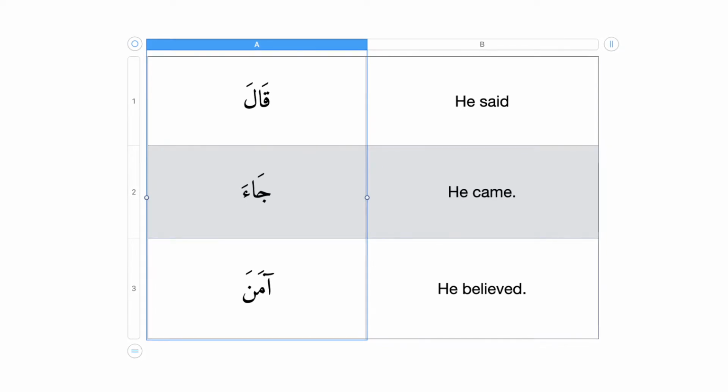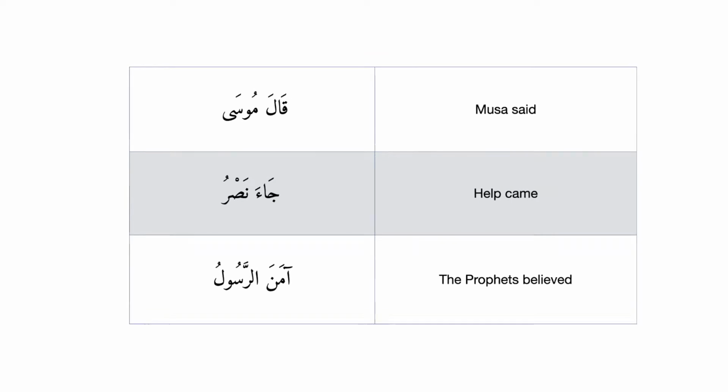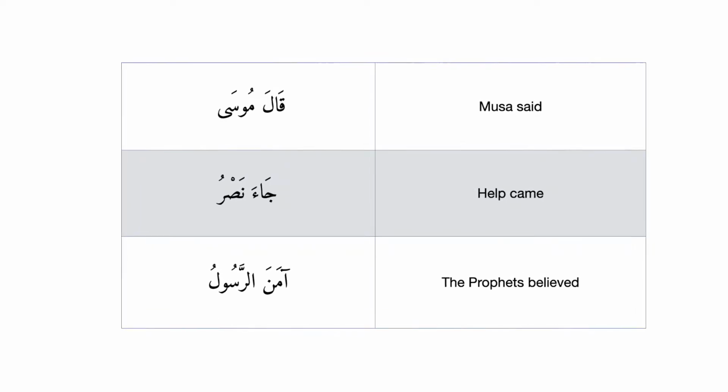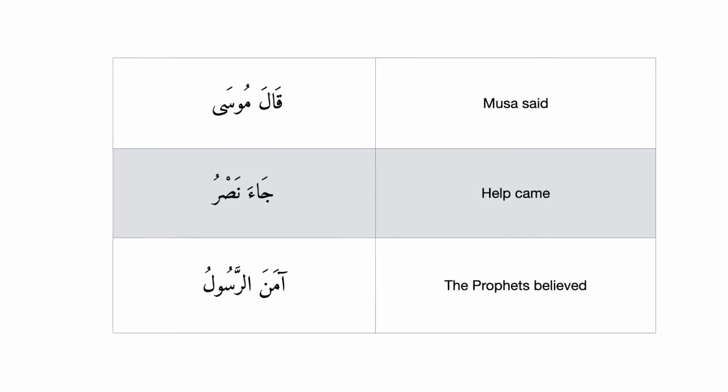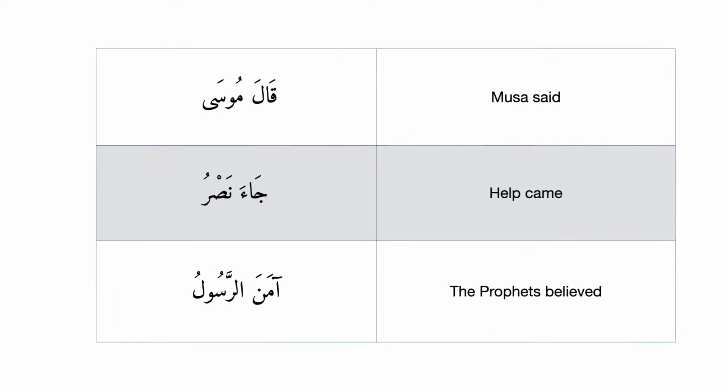Now, let's read the second column. Musa said, helper came, the prophets believed. In these sentences, a noun is the subject of the verb. We are about to learn a new pattern of phrase. We are going to see the pattern of the phrase discussing how a noun can be the subject of the verb.